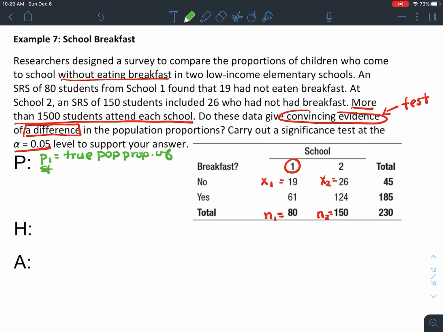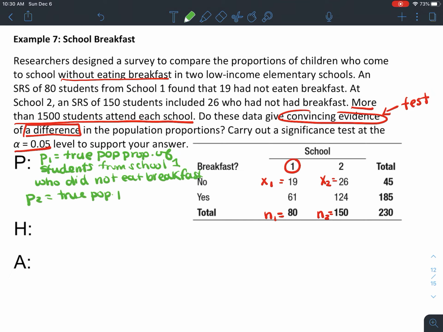This is the true population proportion of, make sure we're using context here, students from school 1 who did not eat breakfast. Okay, we're going to say the same thing for p sub 2, only we're going to be talking about school 2. So the true population proportion of students from school 2 who did not eat breakfast.